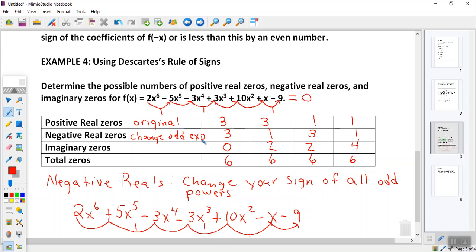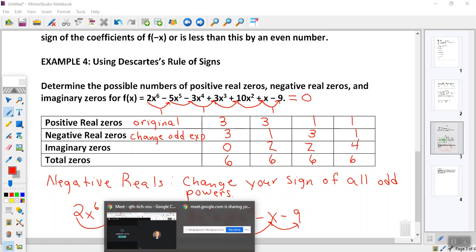And then check your sign changes from one term to the next. And then you just end up filling out the chart. No matter what, you should have a total of how many zeros? 6. Okay, let's just graph this quickly and see what it looks like, and we'll figure out which one's correct here.